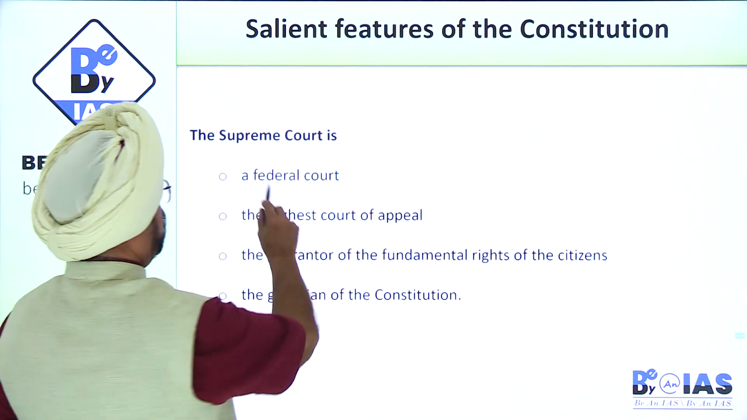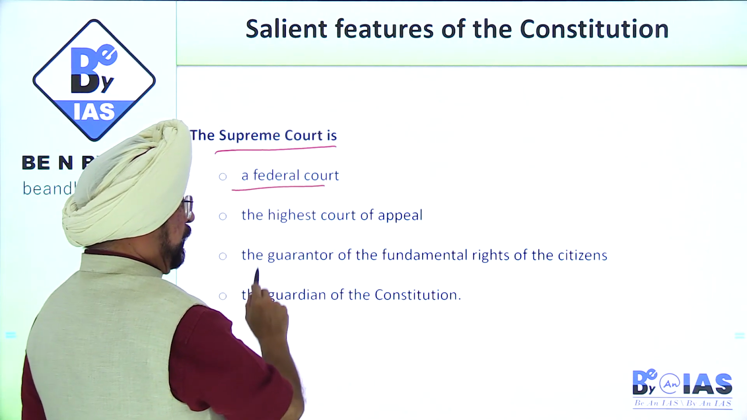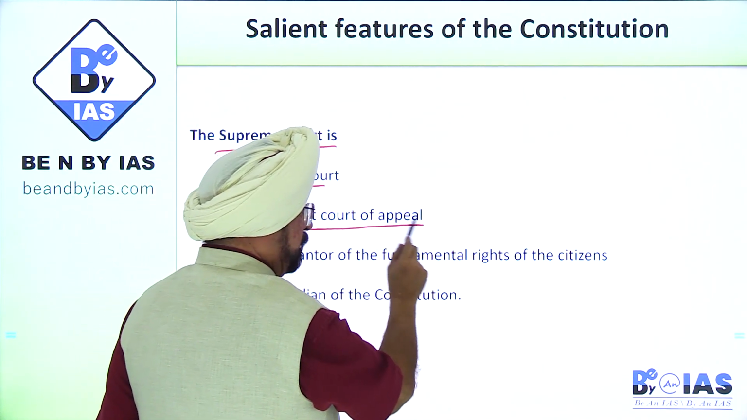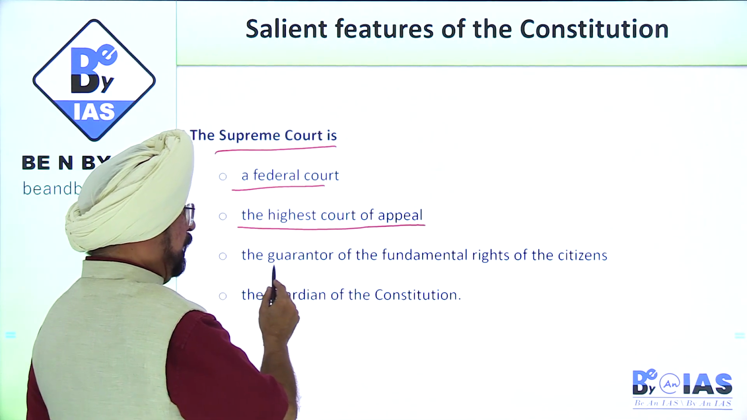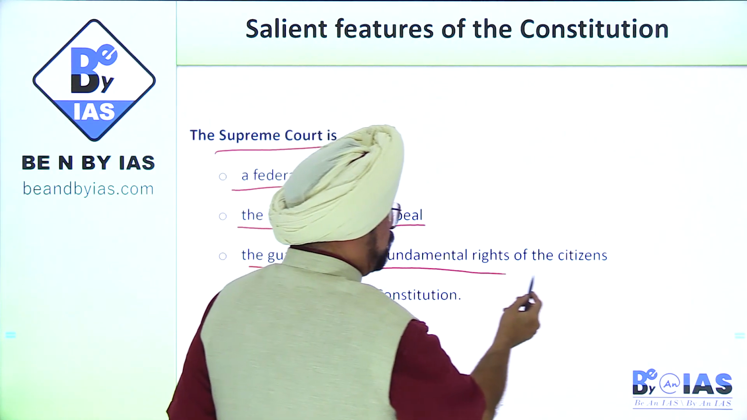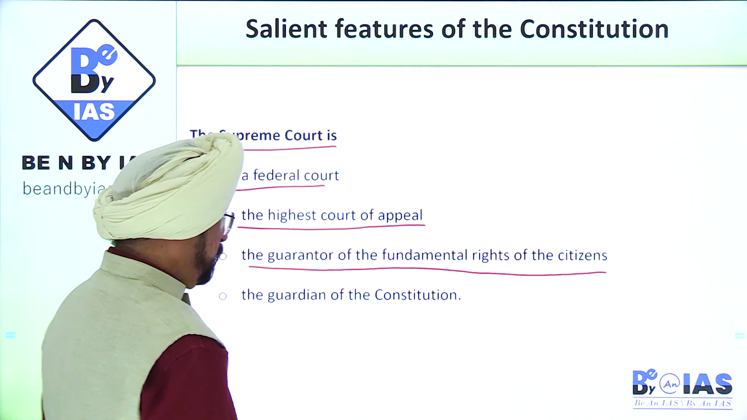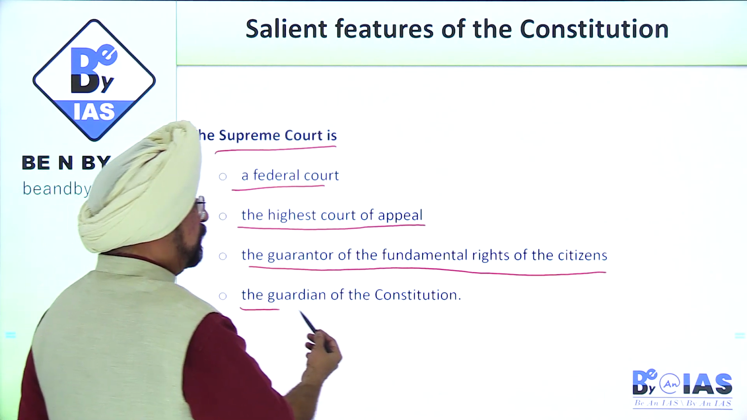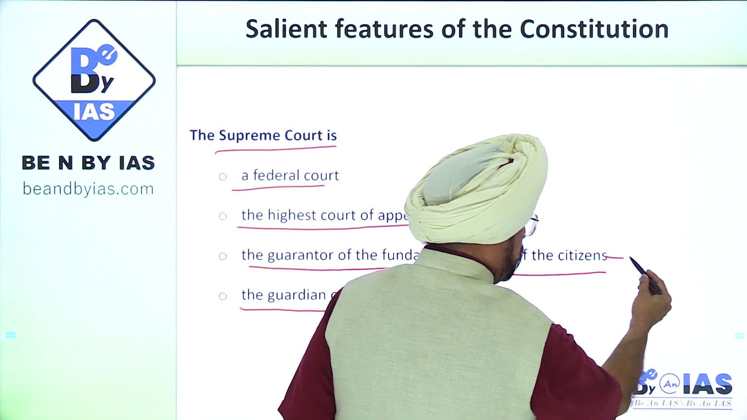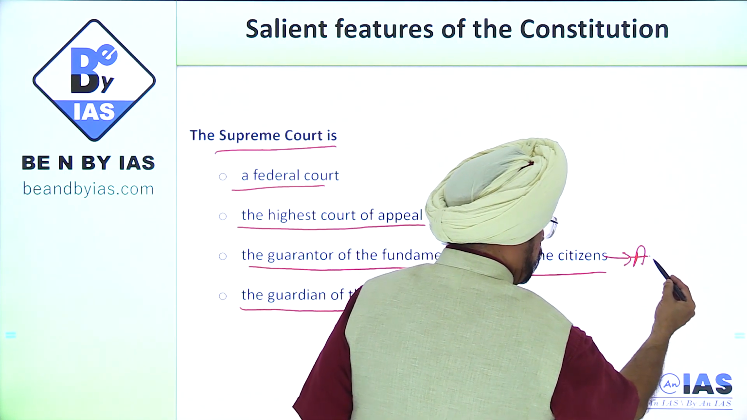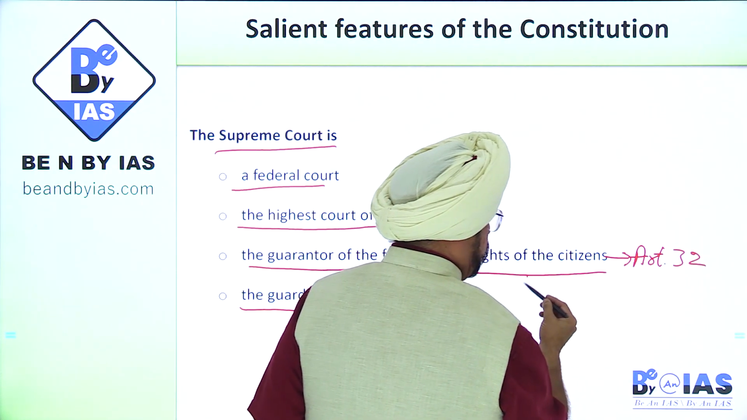So here the Supreme Court is a federal court. It is the highest court of appeal. The final appeal lies with the Supreme Court, guarantor of fundamental rights of the citizens. Article 32, judicial review is there. The guardian of the Constitution. Now here there are two. One is Article 32 for what? Judicial review.